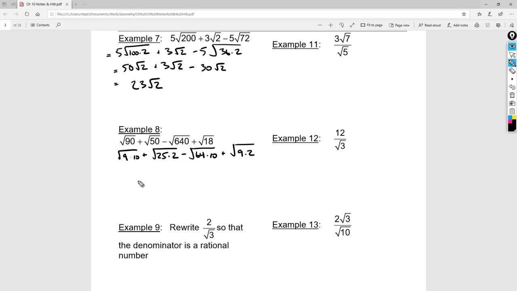Okay, so now I'm going to simplify this. So the square root of 9 is 3. The square root of 25 is 5. The square root of 64 is 8. And the square root of 9 is 3. Okay. Now I'm just going to combine what I can. So I'll combine my like terms at this point, which are going to be 3 root 10, negative 8 root 10, and then 5 root 2, and 3 root 2. So my final answer is going to be 3 minus 8, so negative 5, root 10, plus 5 plus 3 is 8, root 2.